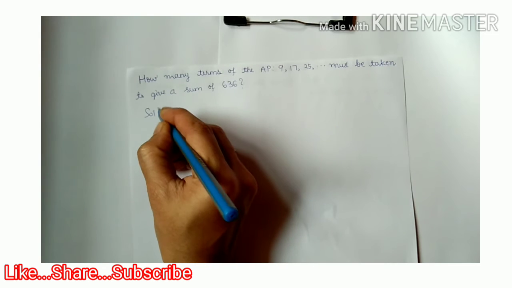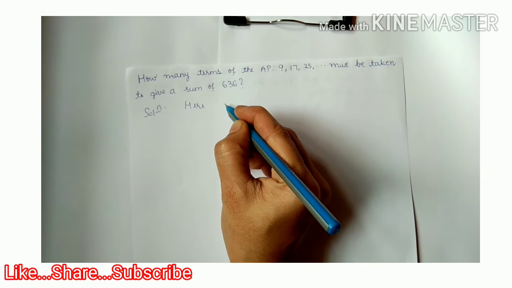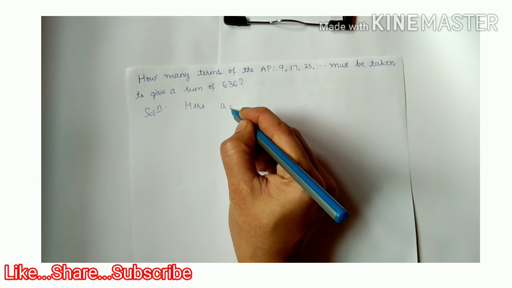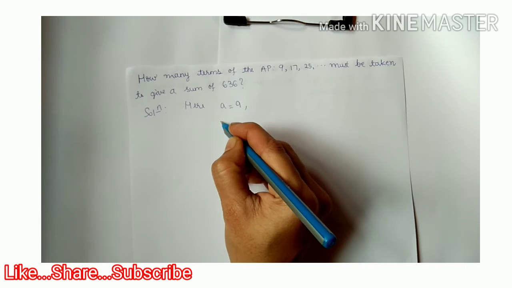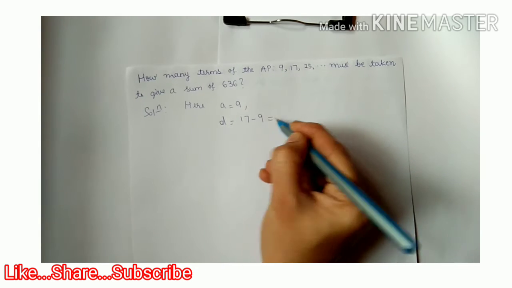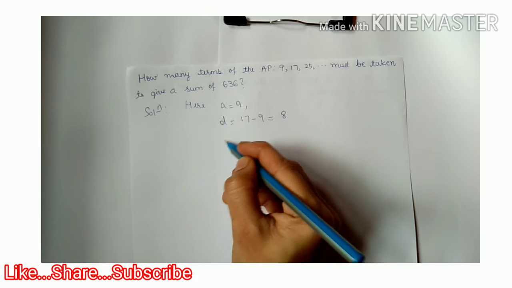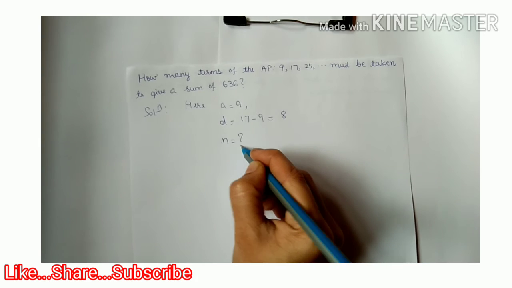Solution. Here, given first term is 9, common difference is second term minus first term, 17 minus 9, 8. We need to find here number of terms, n.